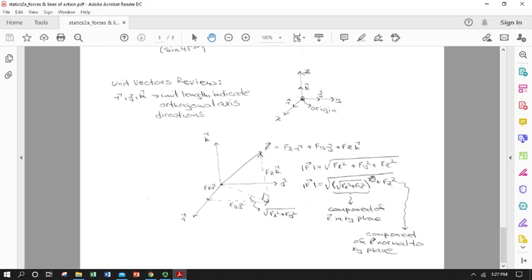So that's it. Quick unit vectors review. Fingers crossed, maybe you've seen this in a physics or a math class before. But if not, you know the definition now, and you've got a really powerful tool that you will be using later in this course.